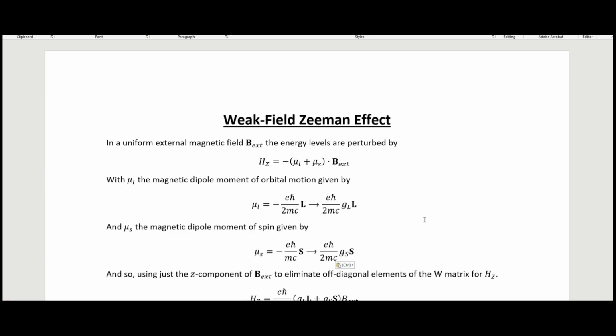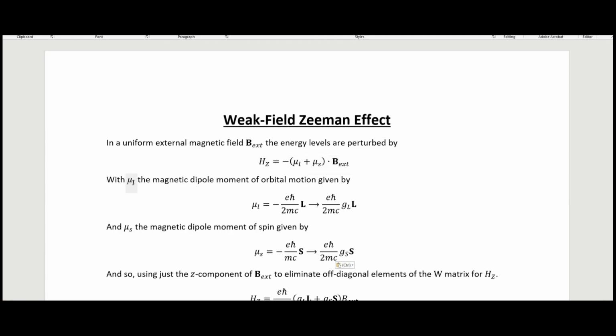In this video, I'm going to discuss the weak field and strong field Zeeman effects. The Zeeman effect is something that happens when you put your atom into a magnetic field. In a uniform external magnetic field, which we'll call B sub ext, the energy levels are perturbed by this. This is our perturbation Hamiltonian in this case.